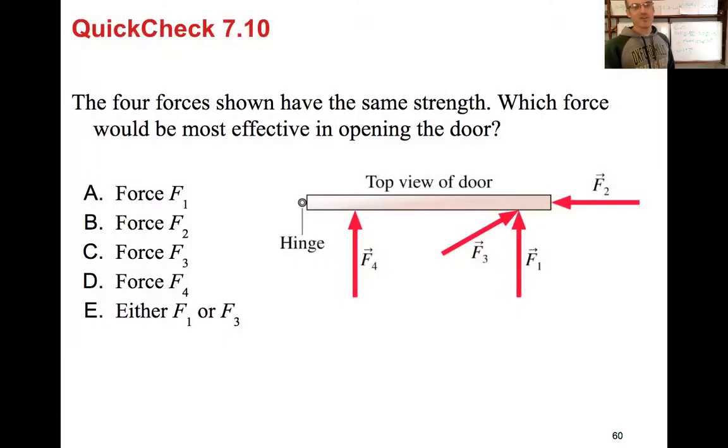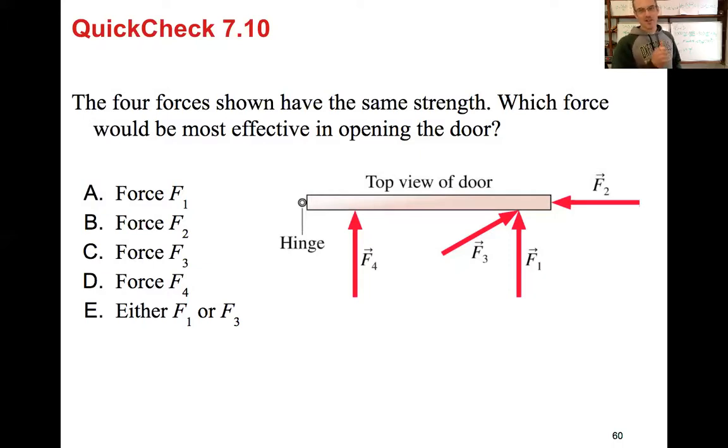Rotational stuff is weird. So if you're trying to close a door and you're smart, which one of these would be the best way to close it? You can see the hinge. Force 4 is close to the hinge. Force 3 is far out from the hinge, but at an angle. Force 1 is far from the hinge, perpendicular. And force 2, who is force 2? Is that the person that pushes on a pull door?